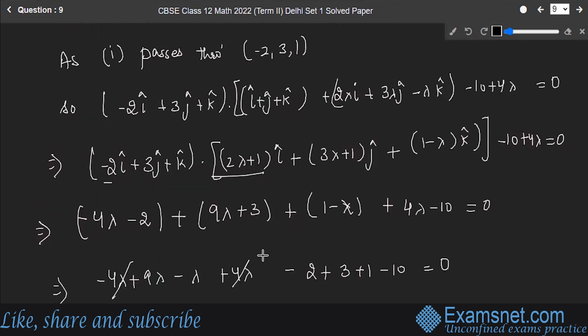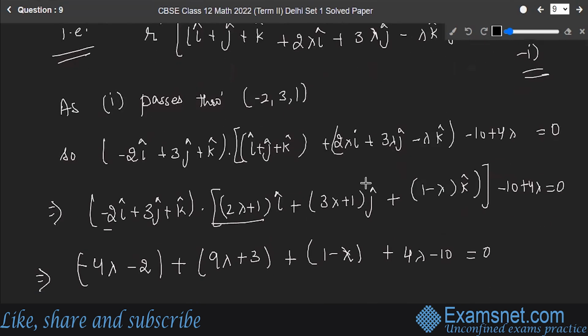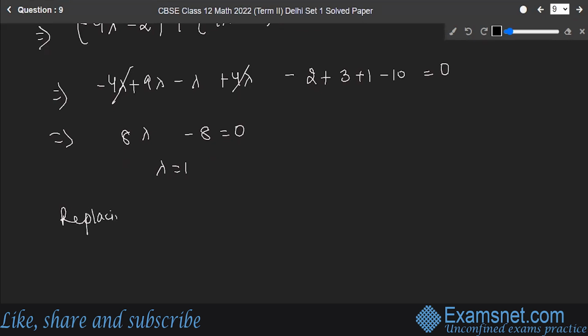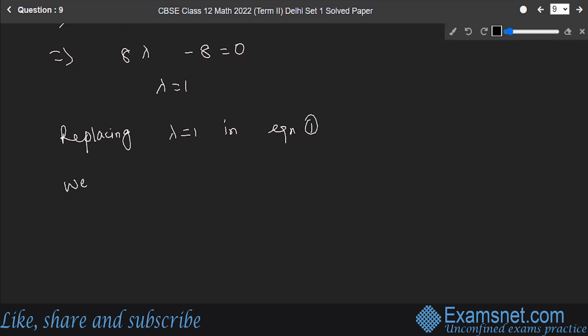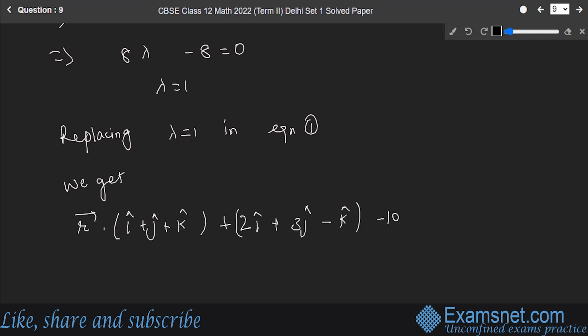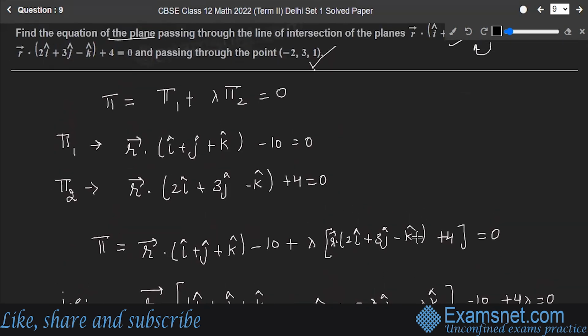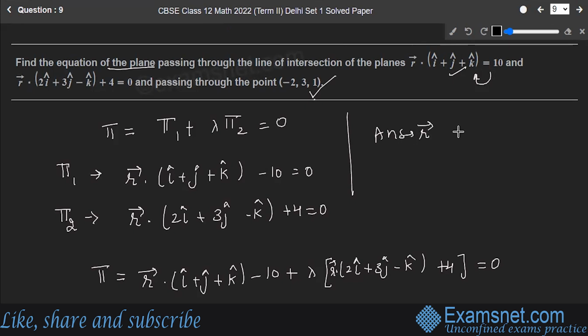Now let's replace this lambda in equation 1. So replacing lambda is equal to 1 in equation 1, what will you get? We get r dot [(i + j + k) + 2i + 3j - k] minus 10 plus 4 is equal to 0. This gives you r dot product with (3i + 4j + 0k), so I'll leave it as such, minus 6 is equal to 0. So this is the required equation of the plane. Hope you have understood that. Let's write down the answer to the question: r dot product with (3i + 4j) is equal to 6.